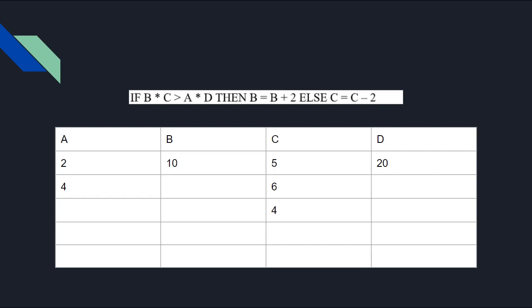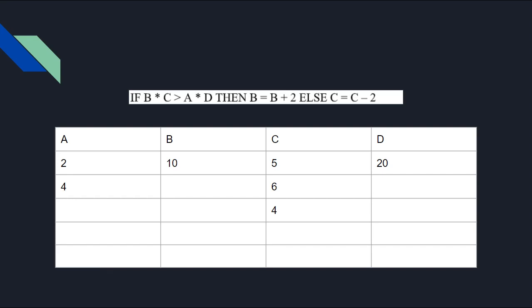Here we have if B times C is greater than A times D. It's always good to start off by just looking at the Boolean expression and then ignoring the rest of it, because we can use that later after we determine if this is true or not. So B times C, that will be 10 times 6, which is 60. And then A times D is 4 times 20. So this is not true.